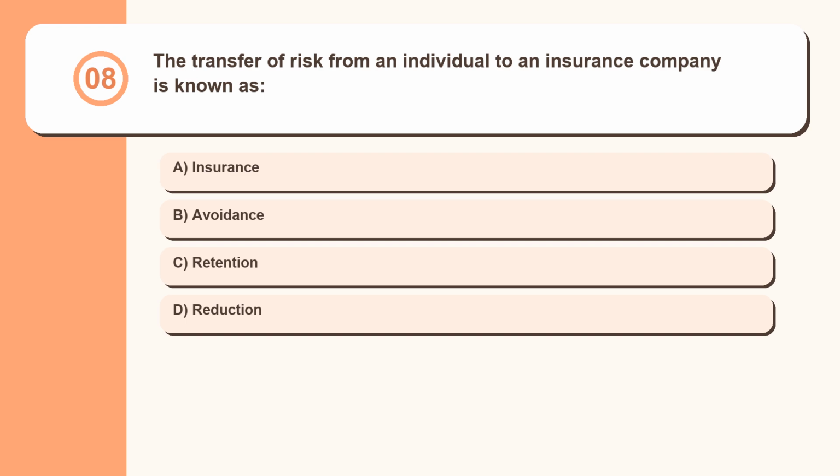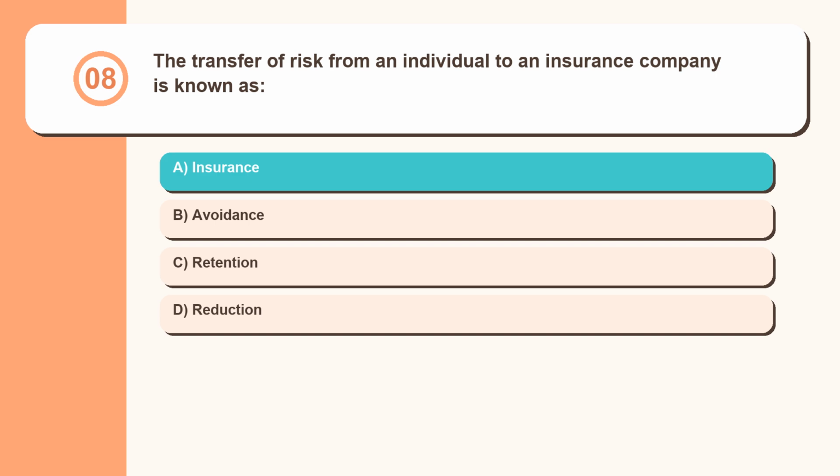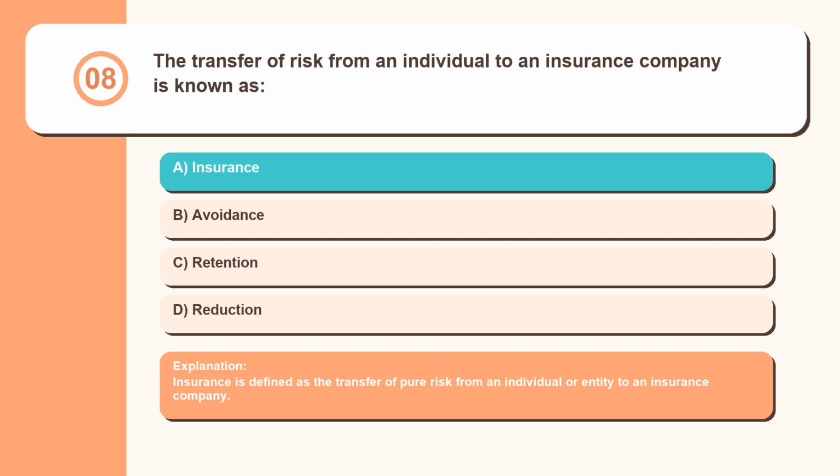Question 8. The transfer of risk from an individual to an insurance company is known as: insurance, avoidance, retention, reduction. Insurance is defined as the transfer of pure risk from an individual or entity to an insurance company.